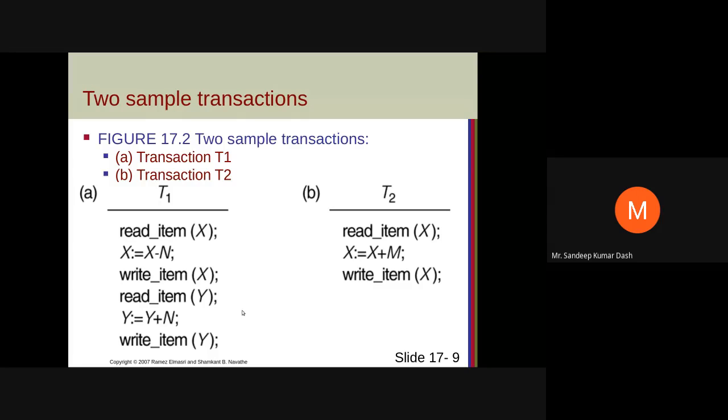You are taking the database from one consistent state, that was 5,000, 3,000, combinedly 8,000, to another consistent state, that is 4,000, 4,000. Again, total amount is 8,000. So this is a consistent state. So the consistency of the database is still there. It is still having the correct amount of money, or the correct amount of information or data.